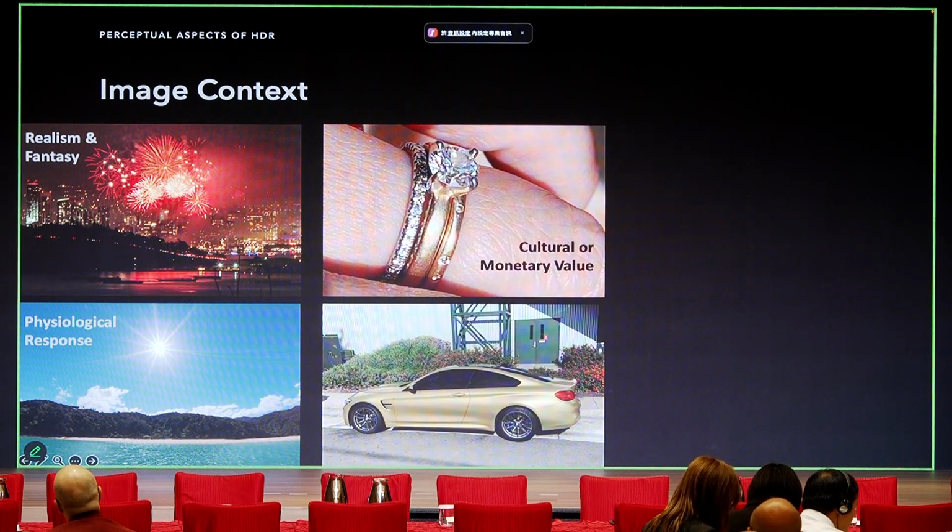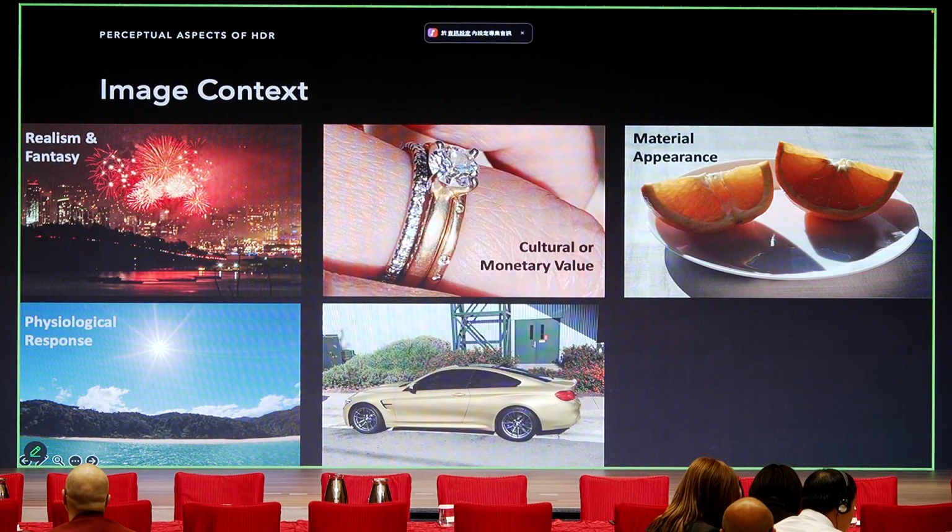And obviously there are elements that have cultural or monetary value. So a diamond sparkle is what defines a diamond. And this is shown here with this diamond ring, or we have shiny objects like this car paint that reflect cultural or monetary value. It's also important for material appearance. Like here we have the subsurface scattering of these orange slices. You want to get the feeling that you want to bite into this orange slice, and it's very appetizing, and HDR can help you with this appearance.